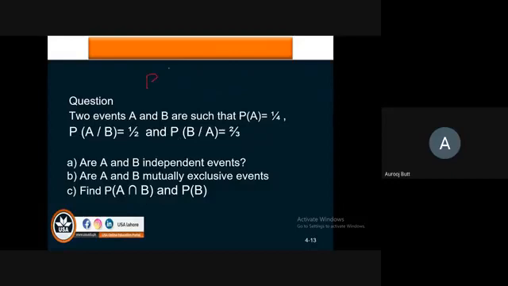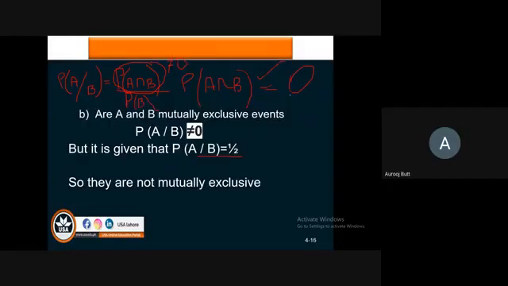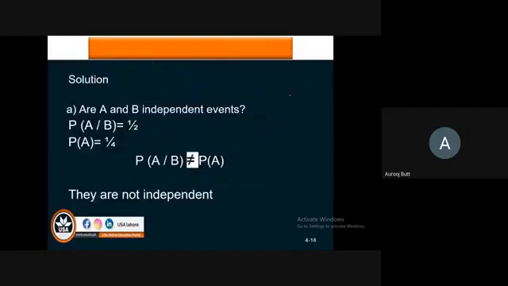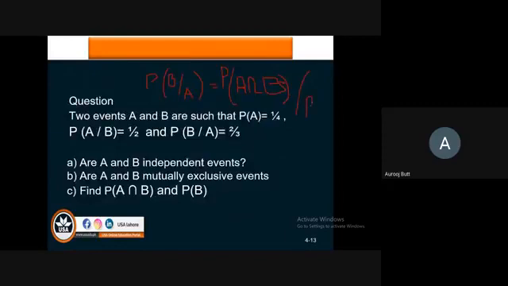If you'll use the case that probability B given A, now probability B given A is equal to what? That is equal to probability A intersection B divided by probability of an event A.